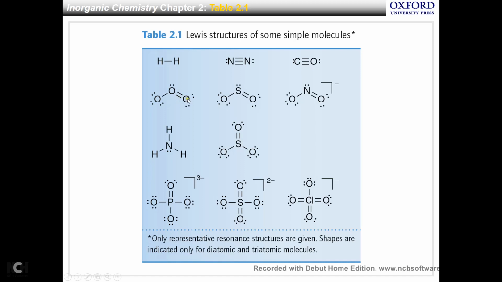This is ozone. If you look at this structure, 1, 2, and then 8. 1, 2, 3, 4, 5, 6. 6 bonding electrons plus 2, 8. And over here, 8. But look at the formal charge.